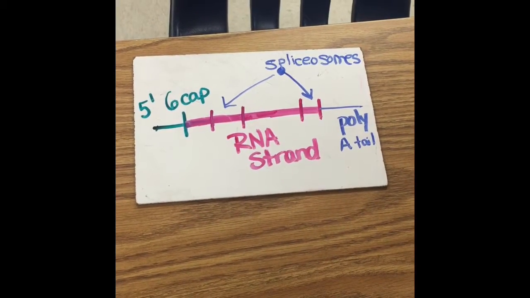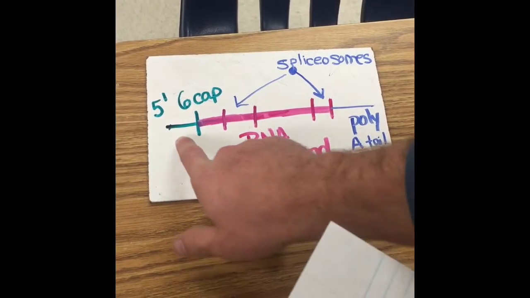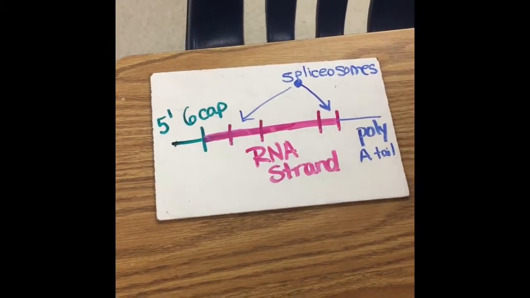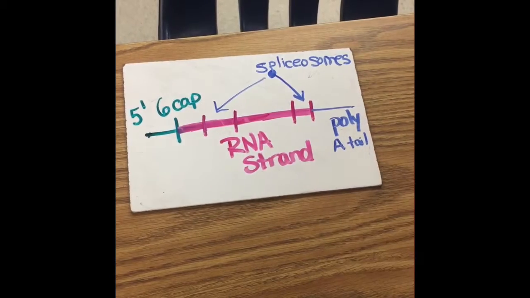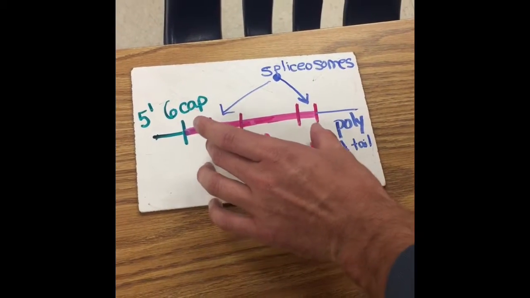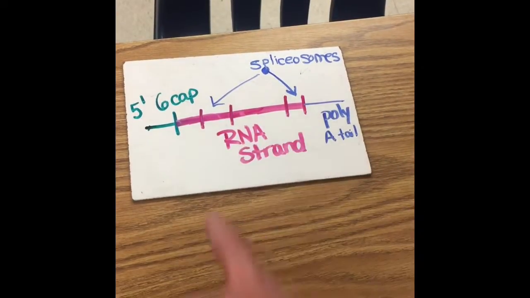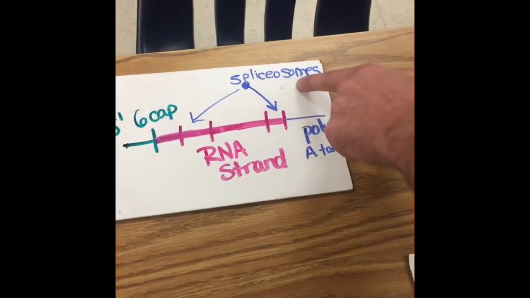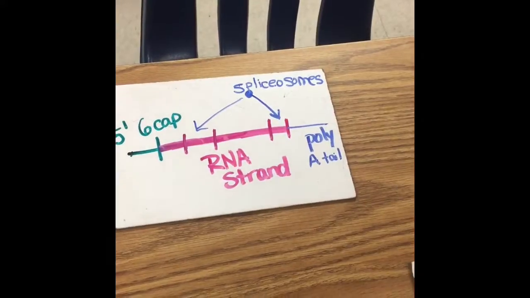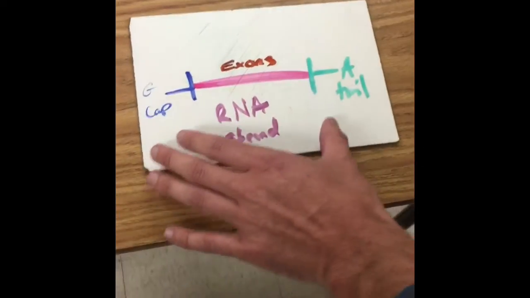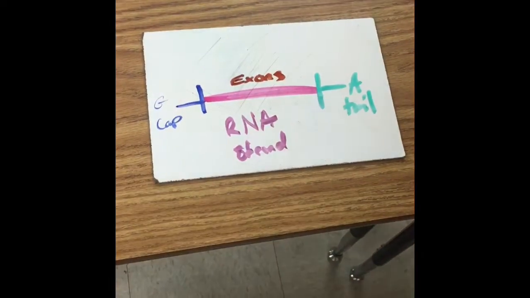Now, the difference between the prokaryote and the eukaryote is that the eukaryote has the 5' methyl G cap and the 3' poly A tail. Now, right in here, you have parts that do not need to be in here for the process to occur. So you use spliceosomes to pull out all of the introns that are in here, and then you are left with the exons, and transcription can continue.